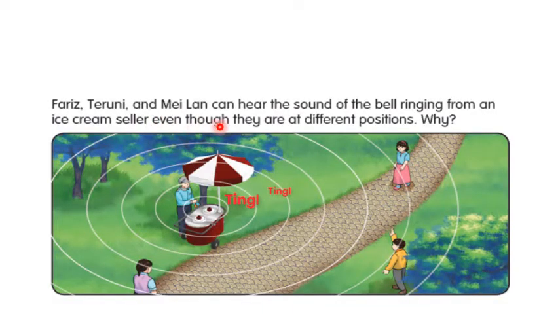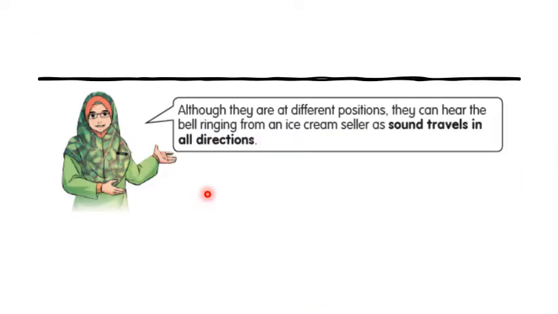Faris, Teruni, and Melan can hear the sound of the bell ringing from an ice cream seller even though they are at different positions. Why? This is because the sound moves in all directions. Although they are at different positions, they can hear the bell ringing from an ice cream seller, as sound travels in all directions. Please bear in mind that sound travels in all directions.